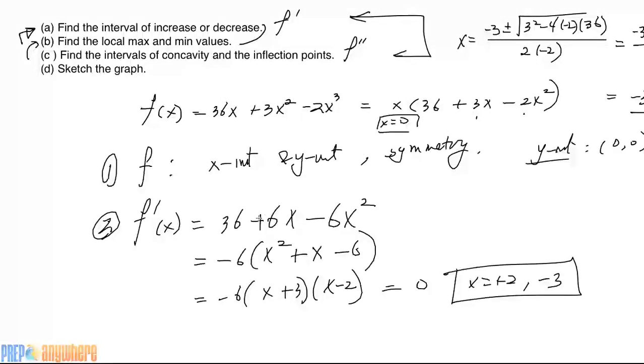Oops, sorry, I made a mistake here. It's plus 6, which makes that minus 6, which makes this minus 3, and this should be plus 2.